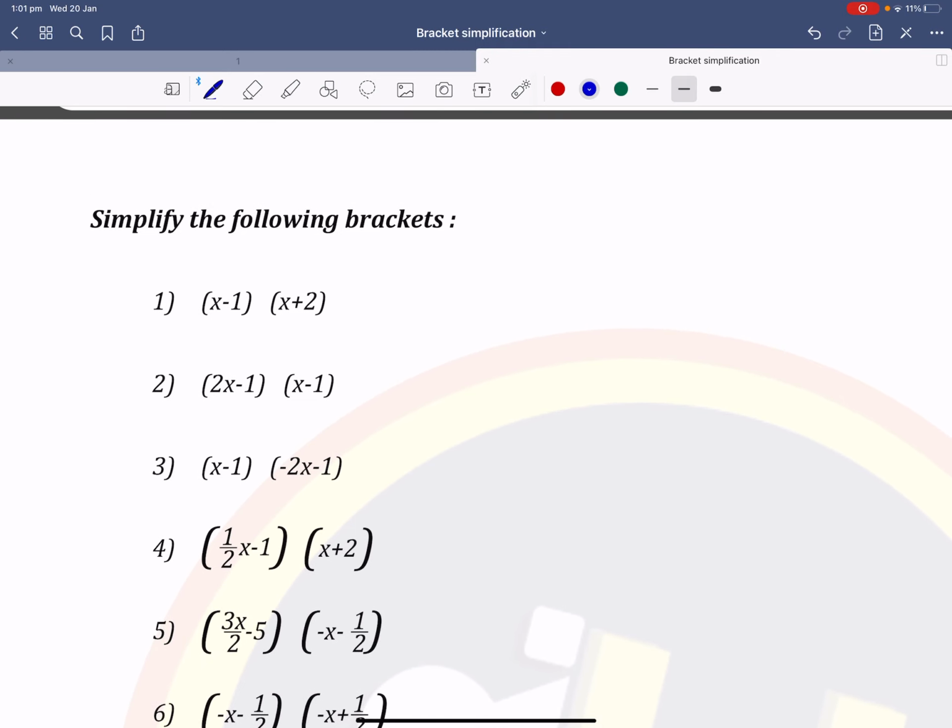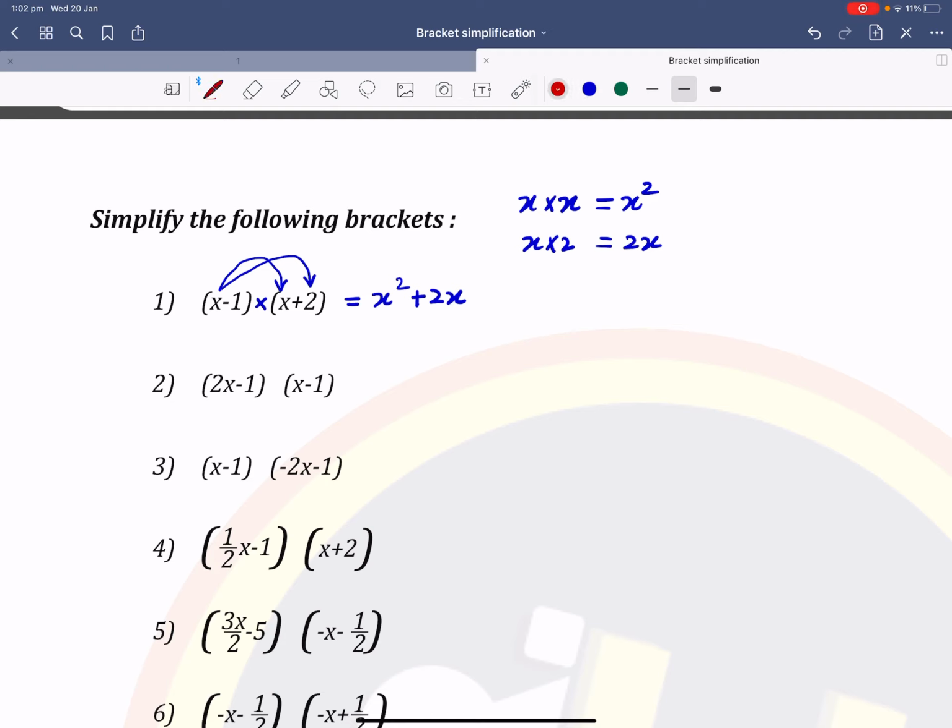So if you have two brackets like this, two brackets are multiplying each other. So firstly, you multiply x with x, and then x with 2. x times x is going to be x squared, and x times 2 is going to be 2x. So that's what I did there.